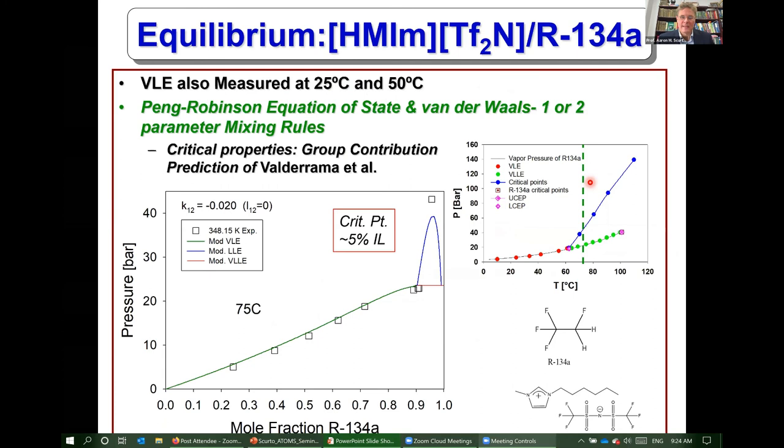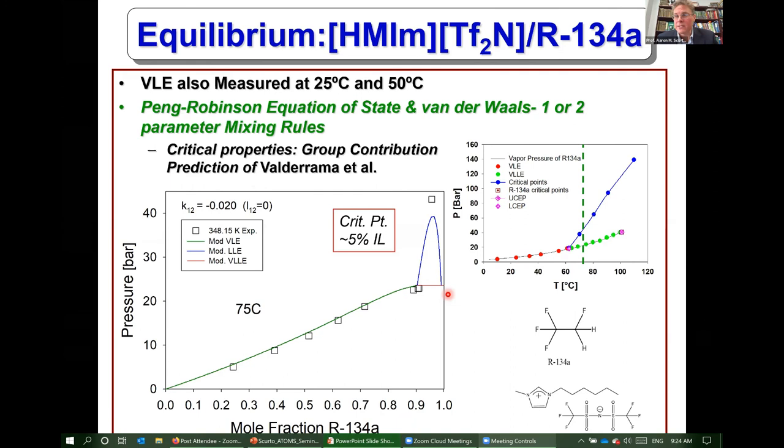Now, just to take a slice in that PT phase diagram here at 75 degrees Celsius, you can see here is the vapor-liquid equilibria, but then we hit vapor-liquid-liquid equilibria, a region of liquid-liquid equilibria, and a mixture critical point. This is modeled using the Peng-Robinson equation of state and really just the van der Waals one-parameter mixing rule. And again, some very good quantitative fits with a reasonable K12 and a pretty good prediction.